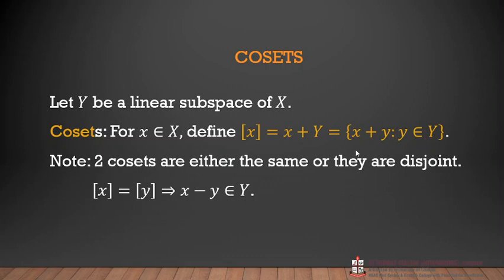And it's easy to prove that two cosets are either the same or they are disjoint. Okay, so if class of x and class of y are equal, then we can say that x minus y is an element of Y. Then only class of x and class of y will be equal. Actually, this is a two-way implication. Class x equal to class y implies and is implied by x minus y is in capital Y. This is how we define coset.